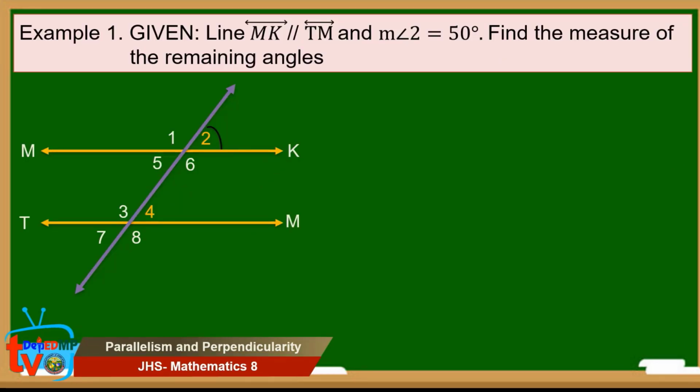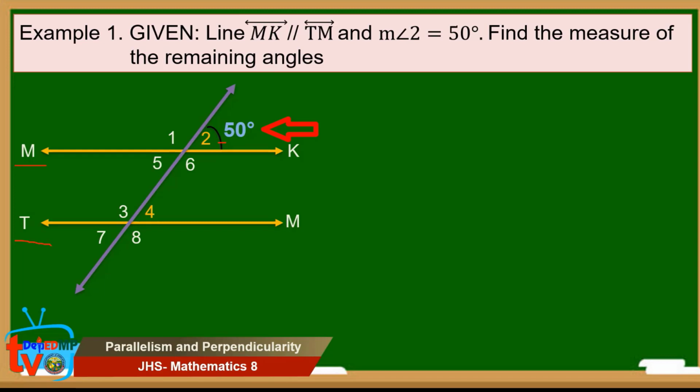We start our example from a simple problem. Example 1. Given that line MK is parallel to line TM and the measure of angle 2 is equal to 50 degrees. Find the measure of the remaining angles. The figure is very important and very useful for you to understand the problem.